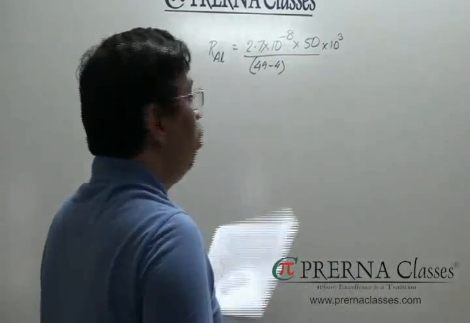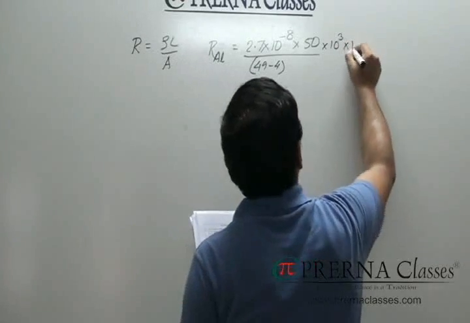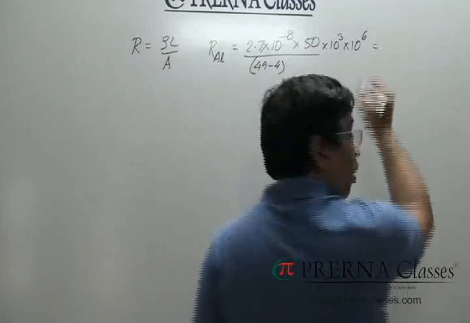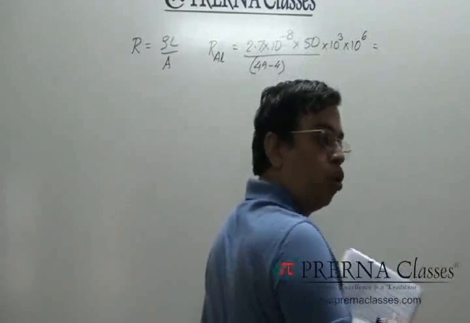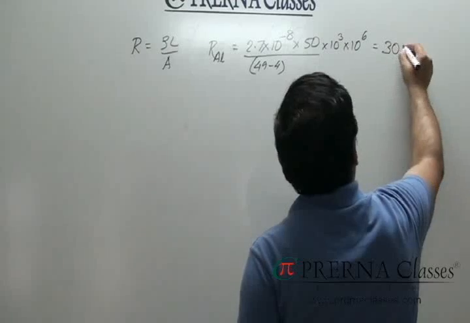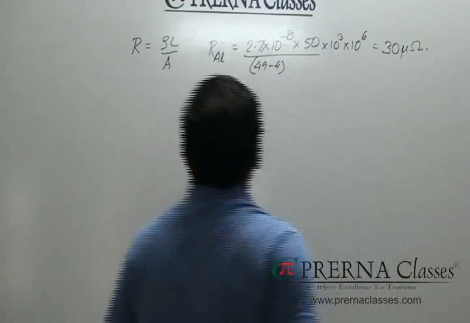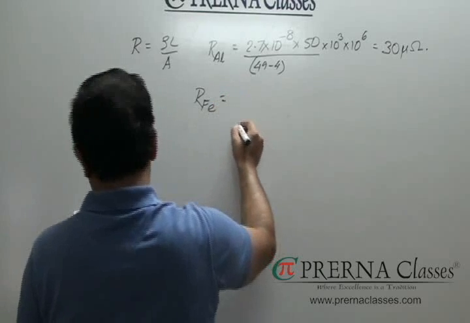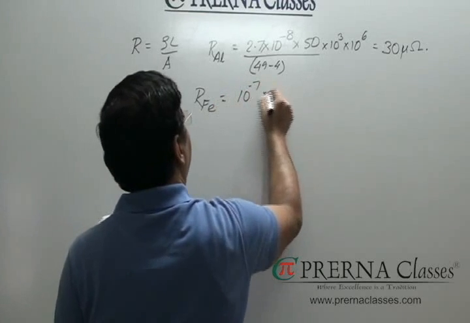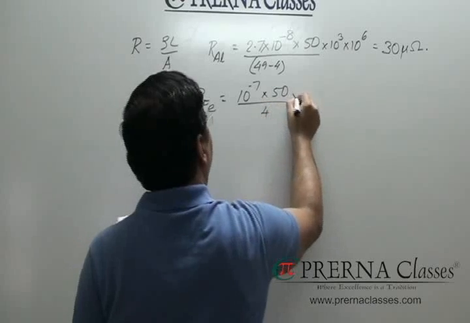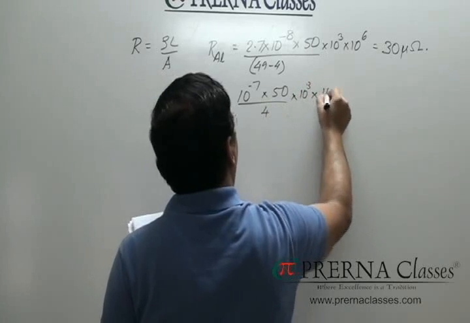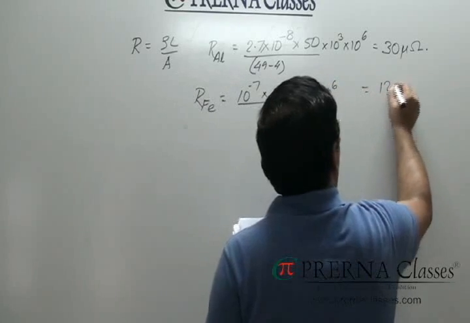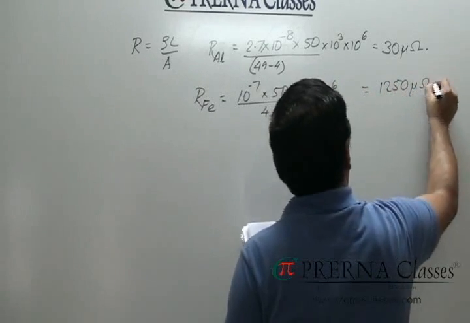That would be the resistance in ohms, and since I want the resistance in micro ohms, I need to have this much. Okay. This, if you consider, turns out to be 30 micro ohms. Similarly, if we look at the resistance of the iron section, that is going to be, which turns out to be 1250 micro ohms.